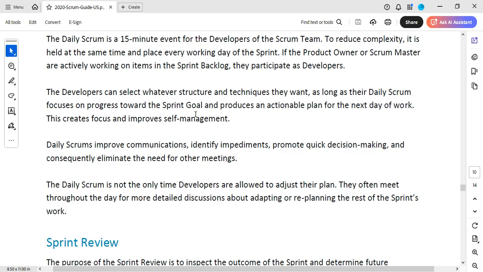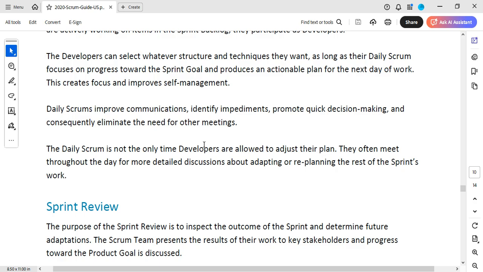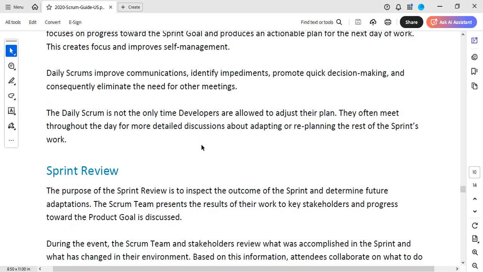Make sure whatever you need to bring forward, you bring it forward, or how it's supposed to be held, it's held. And it produces an actionable plan for the next day of work. This creates focus and improves self-management. So if the daily scrum is done the way it's supposed to be done, it creates focus and also improves self-management, because you are having that discussion. You are saying, okay, we need to do this tomorrow. Tomorrow you do what you need to do, and you remember that you watch each other's back.